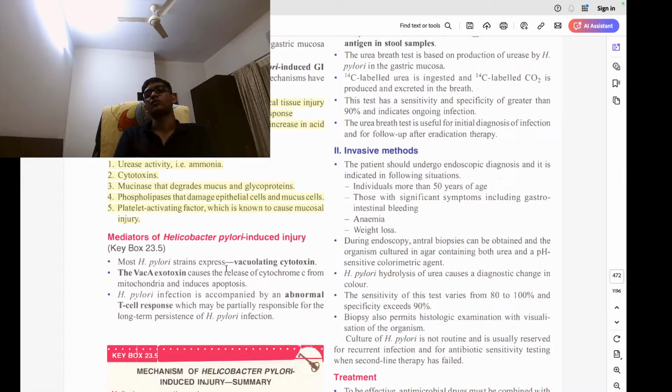Most H. pylori strains produce a circulating cytotoxin, the vacuolating toxin, which causes release of cytochrome c from mitochondria and induces apoptosis.